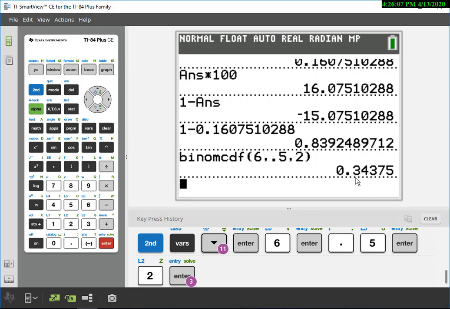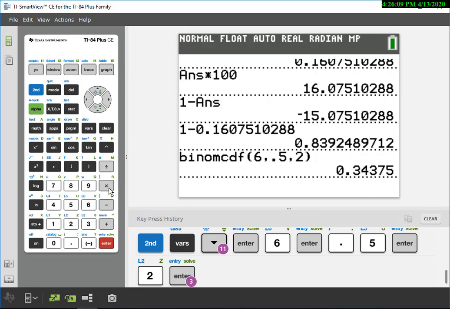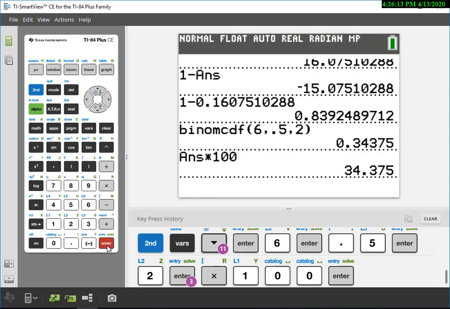And there is about a 34% chance that a family of 6 will have at most 2 boys. So that means that the probability of 0 plus the probability of 1 plus the probability of 2 is 34.38%. We'll just say that.